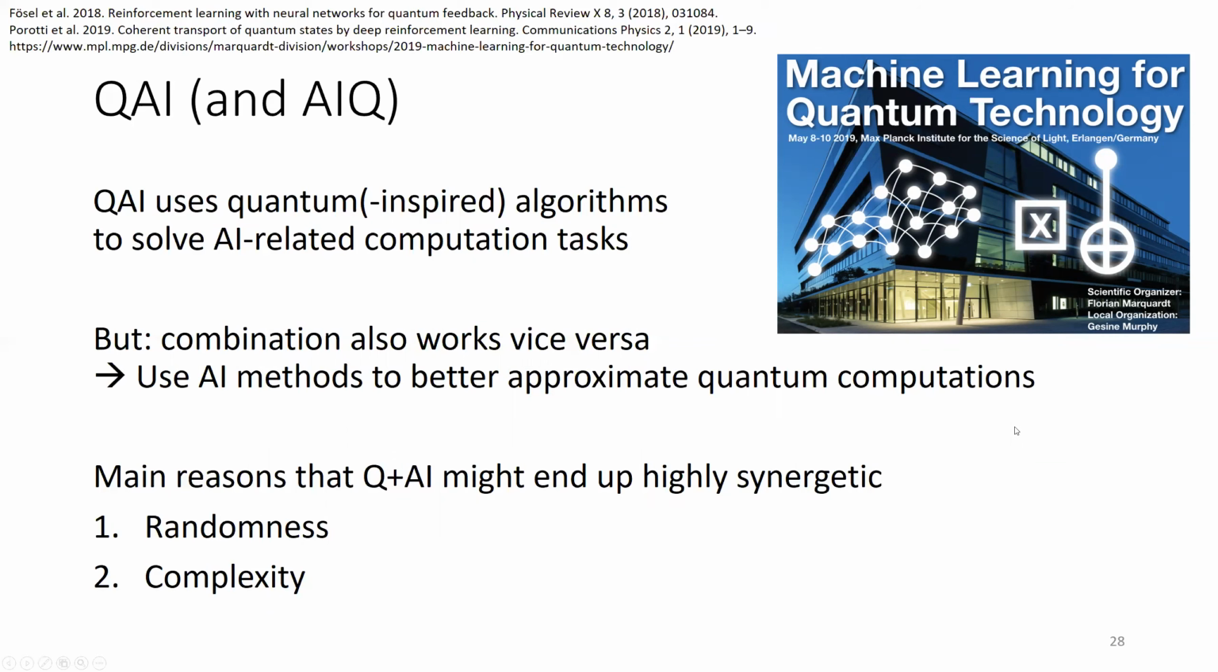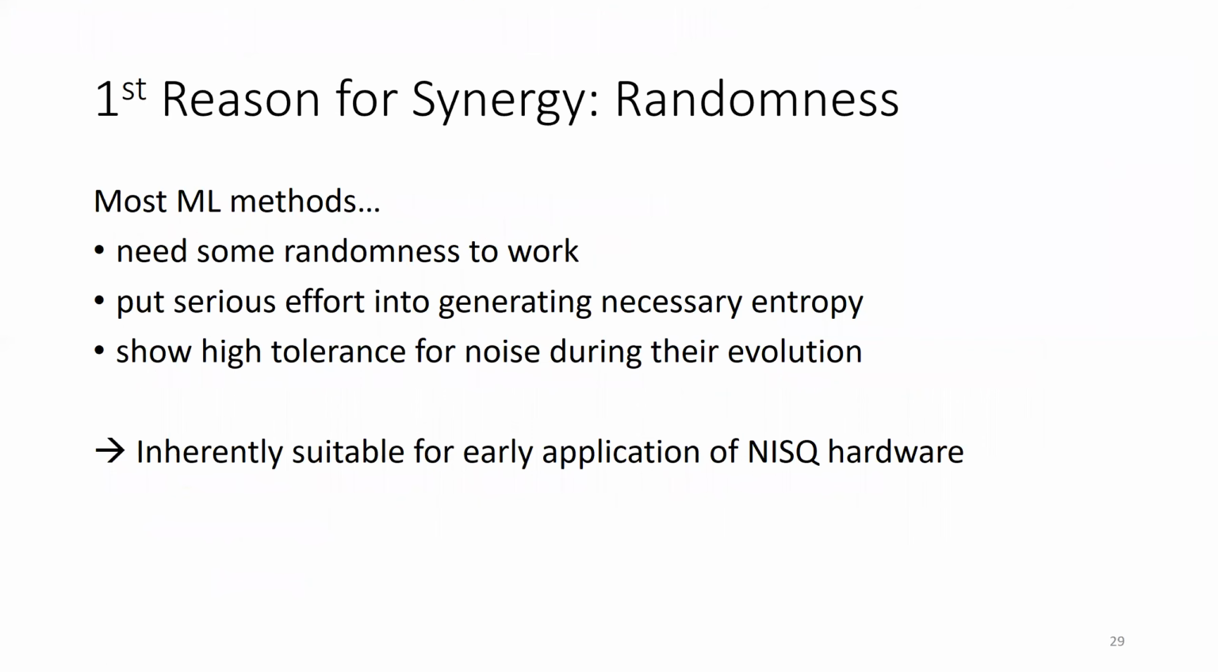That's quite nice. And in our opinion, there are two main reasons that Q and AI may end up highly synergetic. First, the point of randomness, and second, the point of complexity. First, randomness for synergy. Most machine learning methods need some randomness to work. They put serious effort into generating entropy. They show high tolerance against noise. So randomness and noise: this is inherently suitable for the early application of NISQ hardware. You have some randomness in there and you have a lot of noise. I mean, the N stands for noisy.